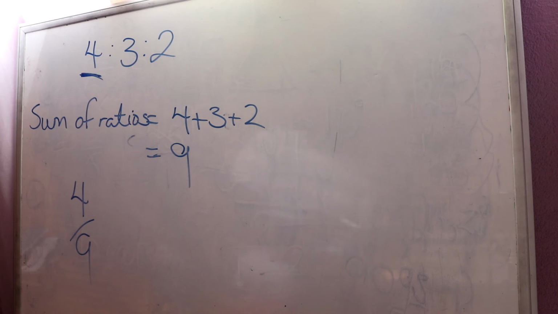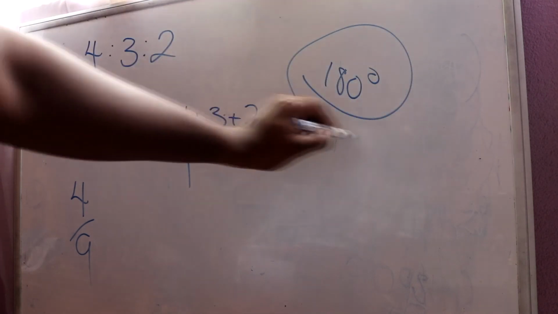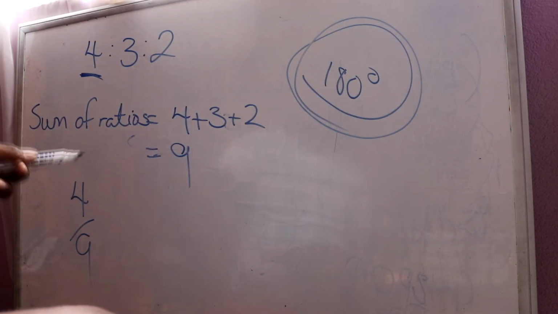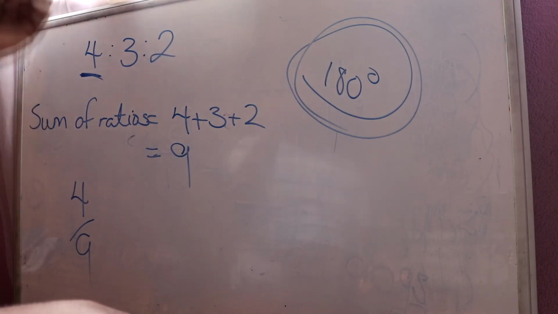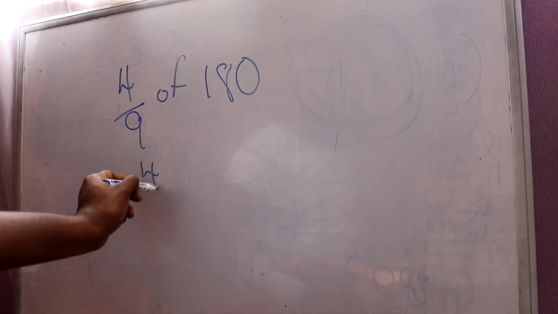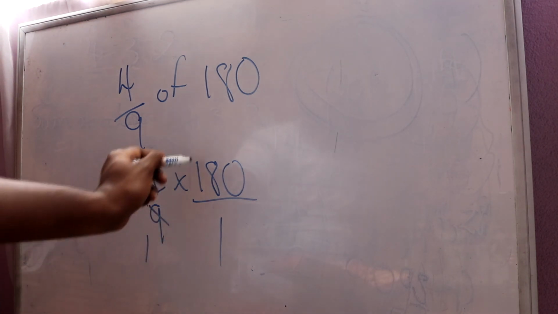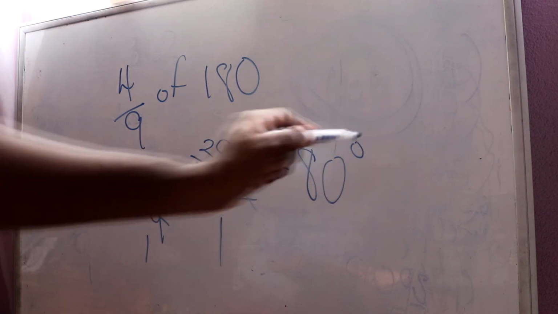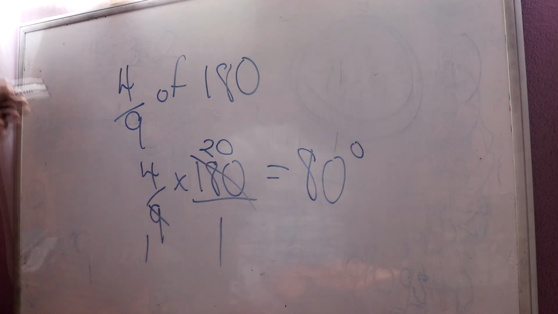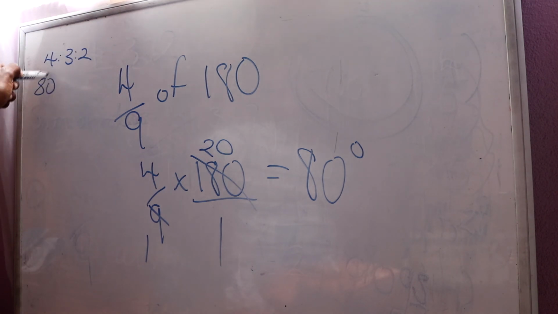Now, as we said before, that all the angles in a triangle add up to 180 degrees. So therefore this largest angle here of the 3 will be 4/9 of 180 degrees. And then we just multiply this. So 4 over 9 multiplied by 180 over 1 if you want to, and we cancel. 9 can go into 9 1 time, 9 into 18 2, 0, and 4 by 20 is 80 degrees. So therefore, this biggest angle, when we had our ratio 4, 3, 2, this biggest angle would be 80 degrees.